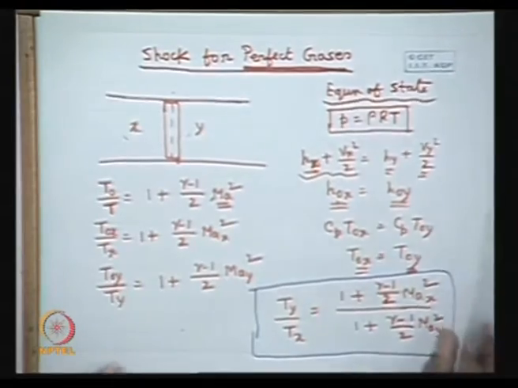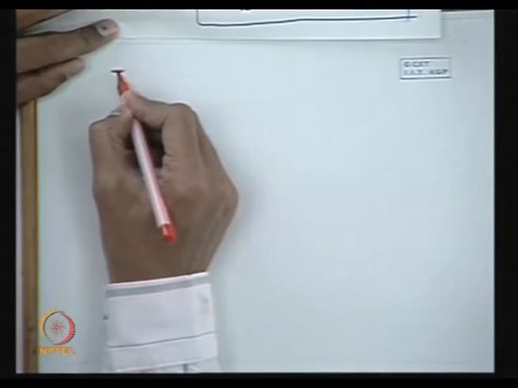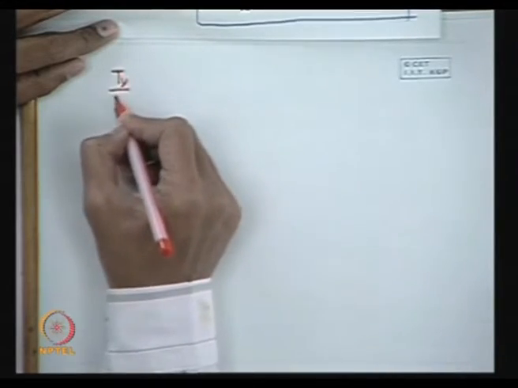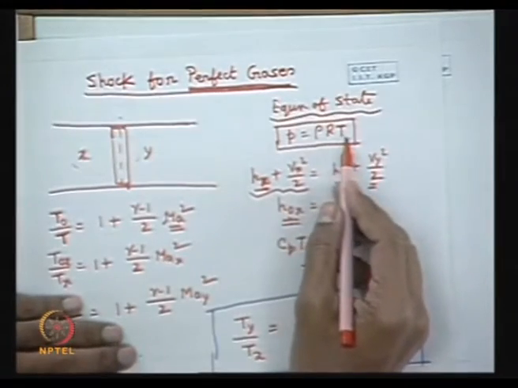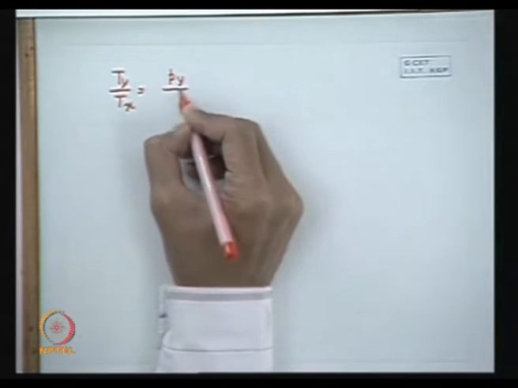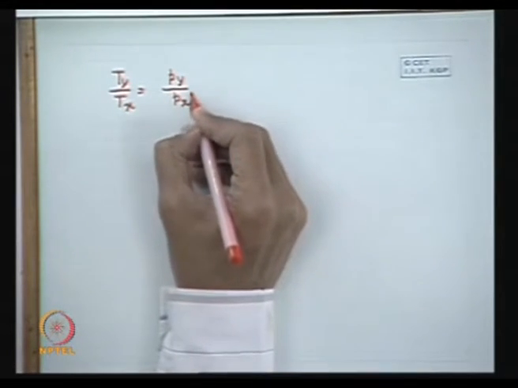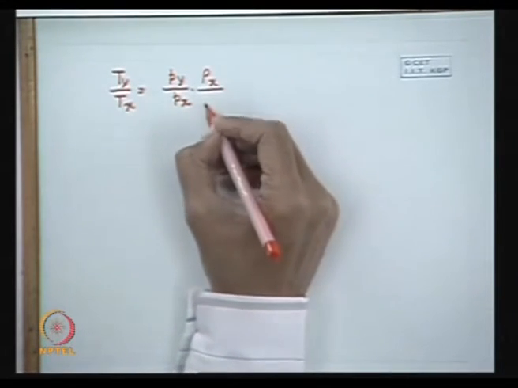Now, there are certain algebraic steps. There is no such concept of fluid mechanics now at present. So it is only algebra with the equations. Now, we can write also Ty by Tx from the equation of state. That means P is equal to rho RT. See that Ty by Tx can be written as Py by Px into rho x by rho y.